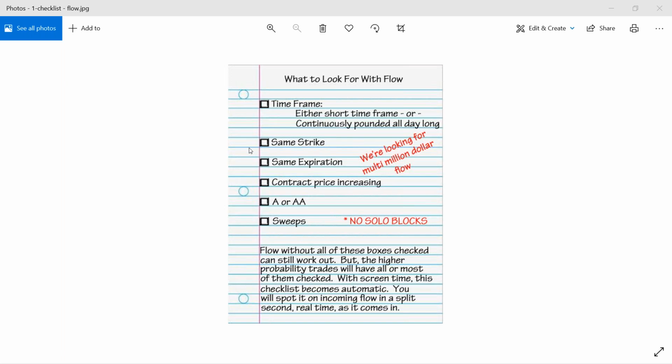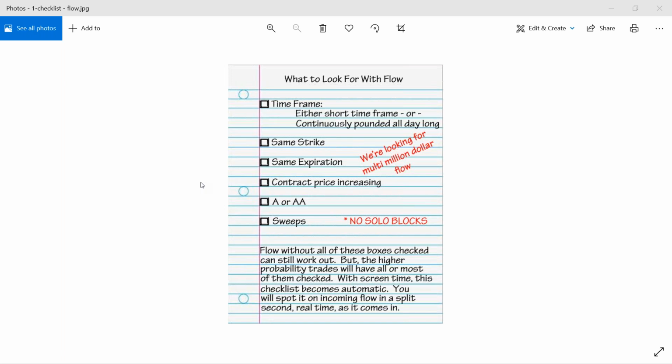If they buy something 15 times in a row in the same contract, boom, boom, boom, boom, boom, same one every single time, that's what we're looking for. There's a consistency there. There's a very specific trade they're going after. Contract price increasing, that's important. If you show me 17 lines of flow and all 17 times the contract is $1.20, $1.20, $1.20, $1.20, $1.20, we're not following that. Now, again, that doesn't mean the flow won't work. It just means there's not a high probability that it will.